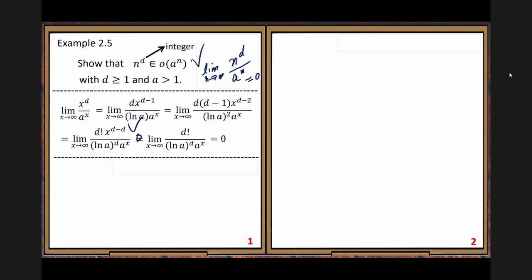So we prove it. But we prove it for d a positive integer. The next question: if d is not an integer, how do you prove it? When d is not a positive integer, applying L'Hopital's rule is not very convenient. It's hard to stop.